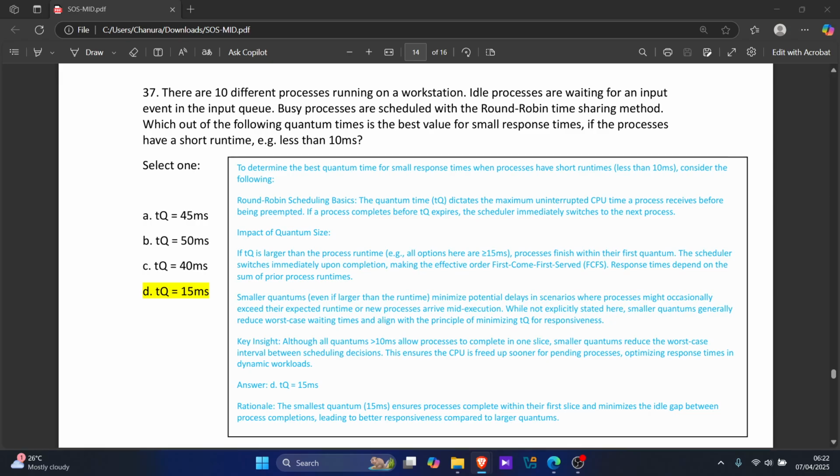Okay, let's tackle this question. So, we have 10 processes running on a workstation. Some are idle, waiting for input, and the busy ones are scheduled with round-robin time sharing. The question is asking which quantum time is best for small response times when the processes have short runtimes, like less than 10 milliseconds. The options are 15 milliseconds, 40 milliseconds, 45 milliseconds, or 50 milliseconds.